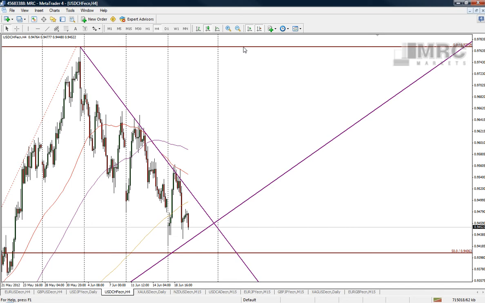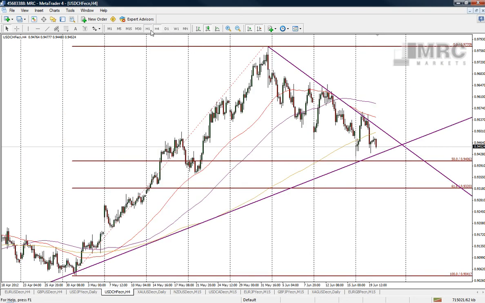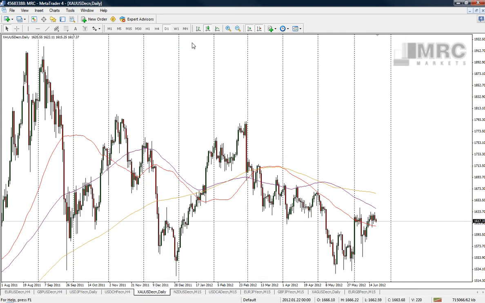But in terms of going into the week, very similar to euro and cable, it's all about the trendlines and how we react off of these trendlines. Okay, that's for the forex. Let's have a look at gold. What do we have on gold?